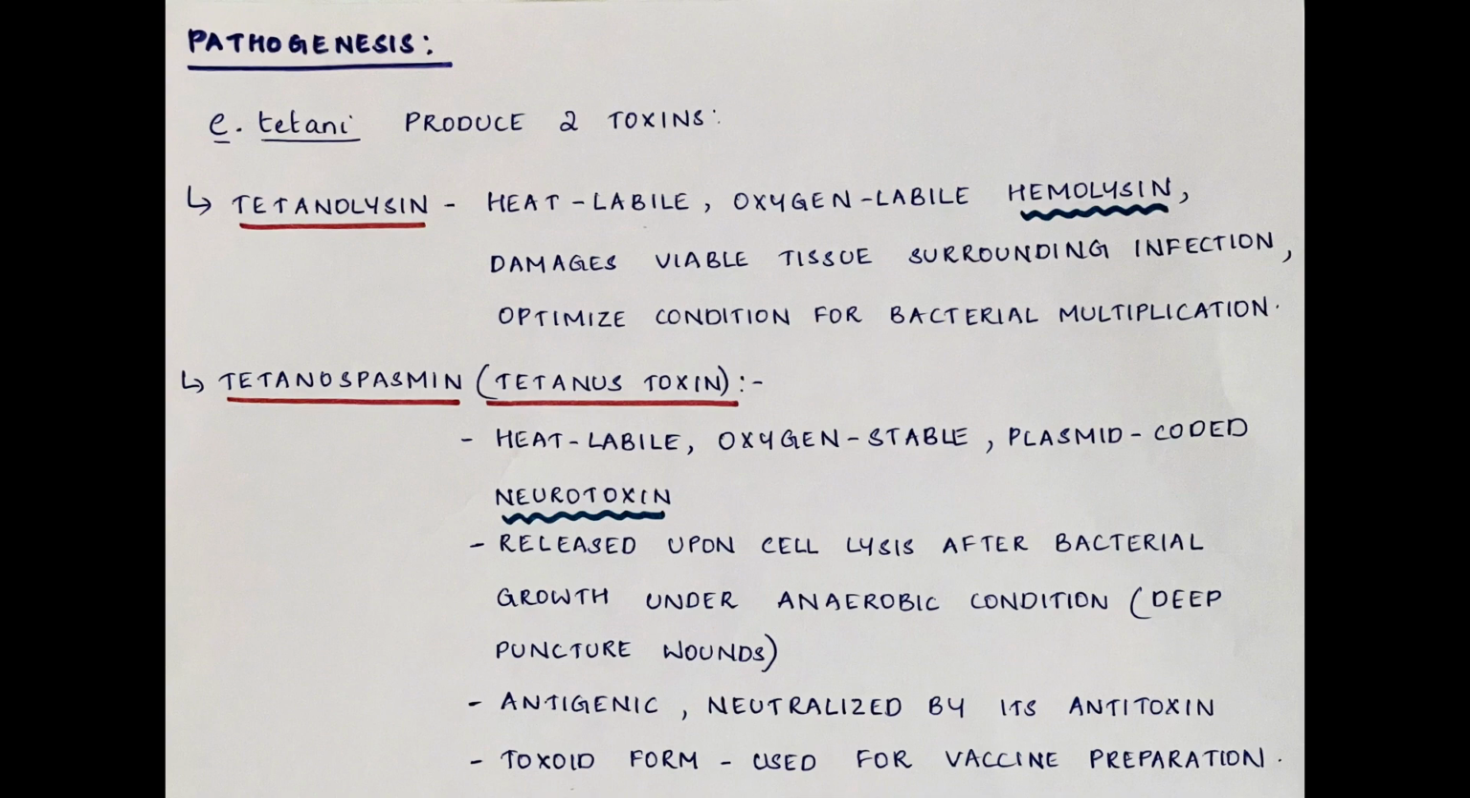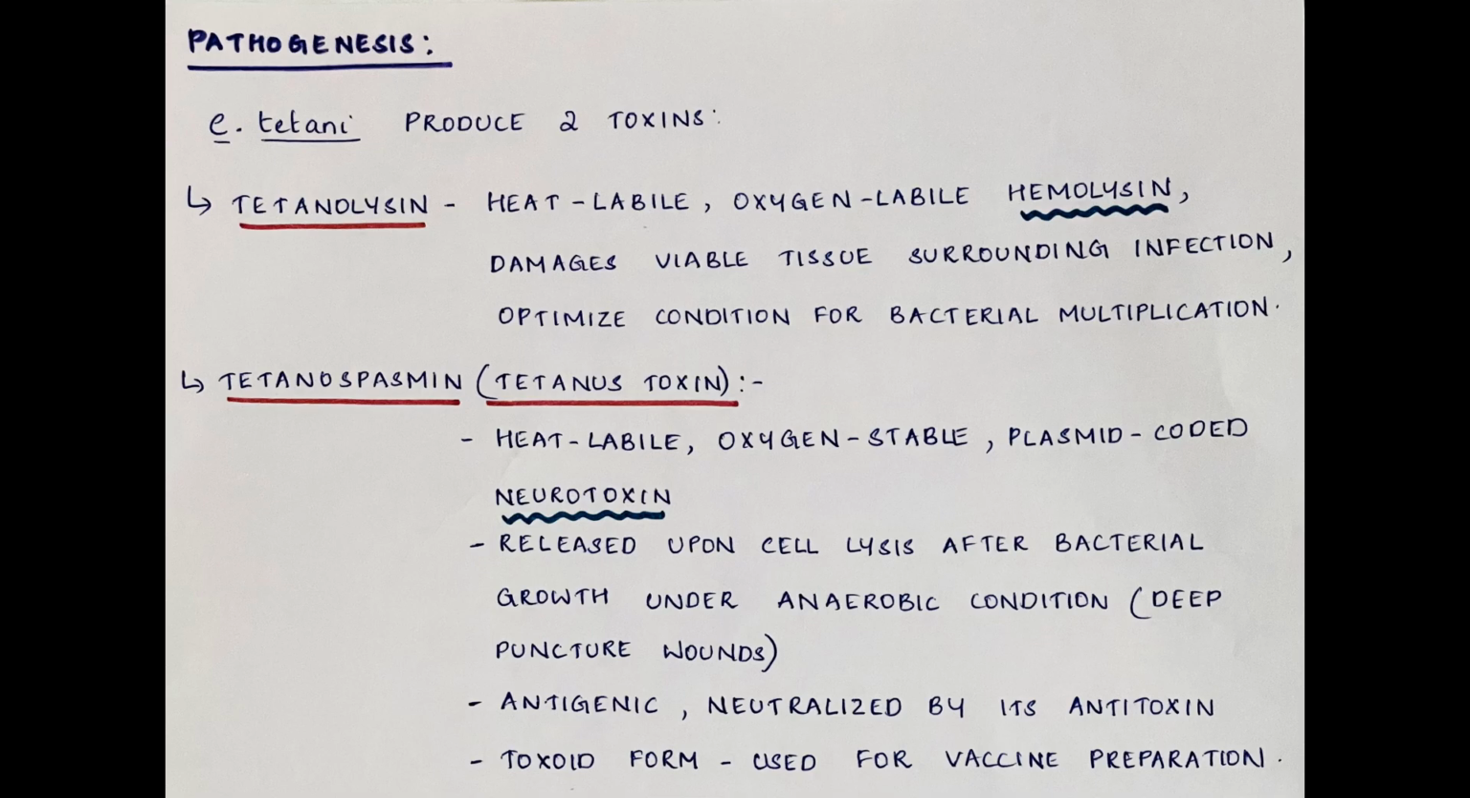Pathogenesis. Clostridium tetani produces two exotoxins, tetanolysin and tetanospasmin. Tetanolysin is a heat-labile, oxygen-labile hemolysin, and it is antigenically related to the oxygen-labile hemolysins produced by Clostridium perfringens, Streptococcus pyogenes, and Streptococcus pneumoniae. So the tetanolysin damages the viable tissue surrounding the infection and optimizes the conditions for bacterial multiplication.